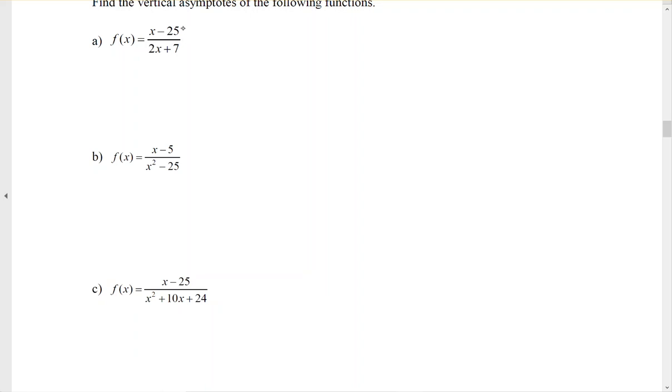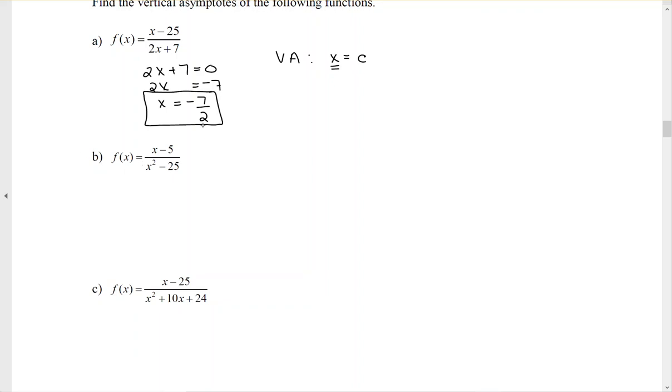So in this first example, there's really nothing you can factor out of the numerator except the number 1, and the same for the denominator. Since we can't factor either of these two, we go ahead and set the denominator equal to 0 and solve for x. Subtract 7, divide by 2, and that would be the equation of our vertical asymptote. Remember, vertical asymptotes all have the equation x equals some number, but it's always x equals for a vertical asymptote.